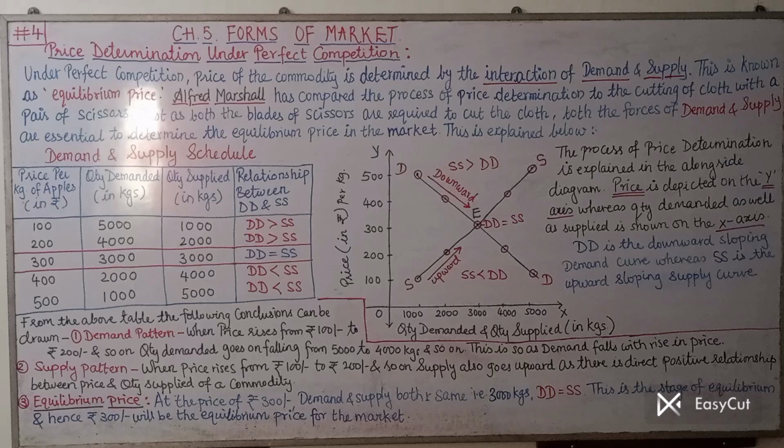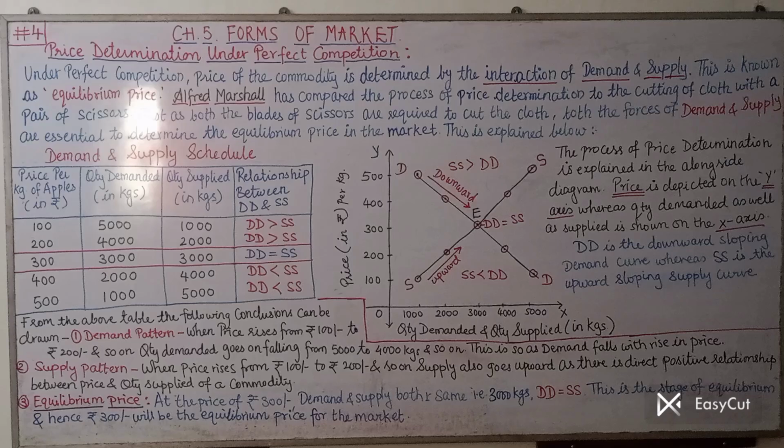See, whenever we try to cut the cloth with a pair of scissors, in that case both the blades of the scissors are required. They must be functioning. It's not that one blade is not working. Both the blades should function properly. Then only we are able to cut the cloth. So similarly, both the forces of demand and supply are essential to determine the equilibrium price in the market. This is how Dr. Alfred Marshall has compared.